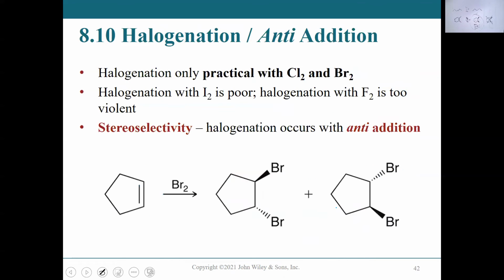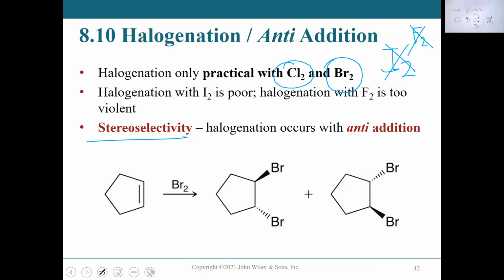Okay? So the reaction here. Halogenation is only practical with chlorine or bromine. Don't use I2, and of course, never do F2, right? So only chlorine and bromine. Halogenation with iodine is poor, and with F2 is too violent. Why? Because of the reactivity. It's too reactive, right? It's too reactive for the electron activity, the size, the electron density, too many things. I mean, many things going on with fluorine, as we know.